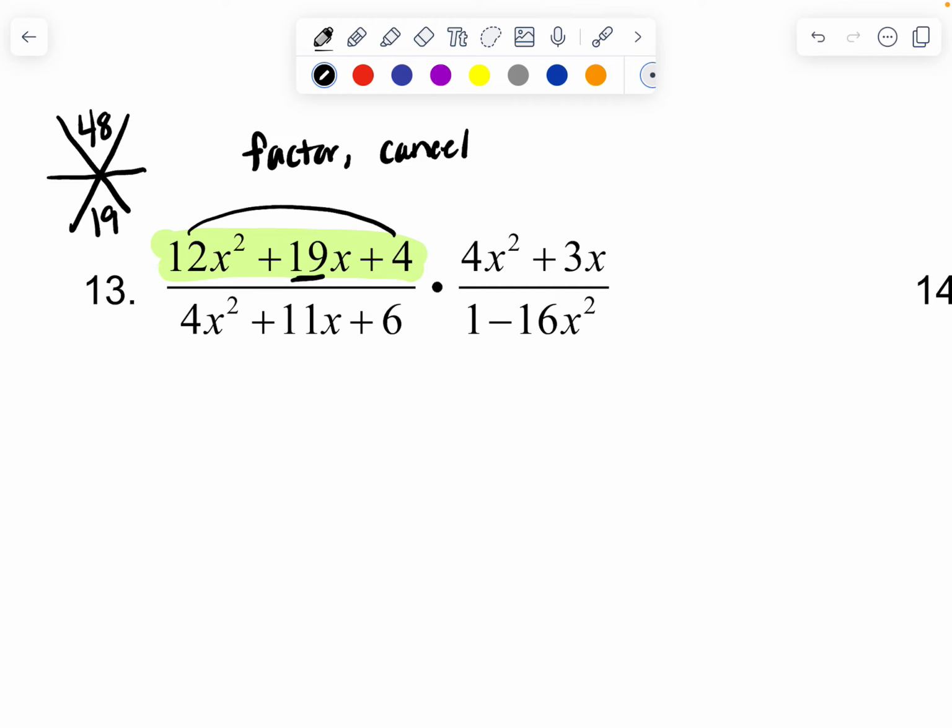Okay, now you might be thinking, Ms. Cruzy, I don't know what that is. And it's okay if you don't. If it doesn't come right to your mind, just look at what you got. What times what is 48? Well, I already did it. 12 times 4 is 48. So write that down. 12 times 4. Out of a 12 and a 4, can you get a 19? No, okay? So let's go ahead and break this down.